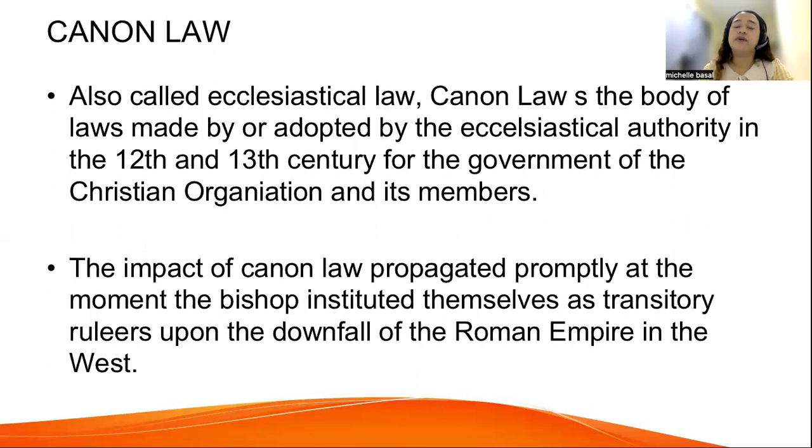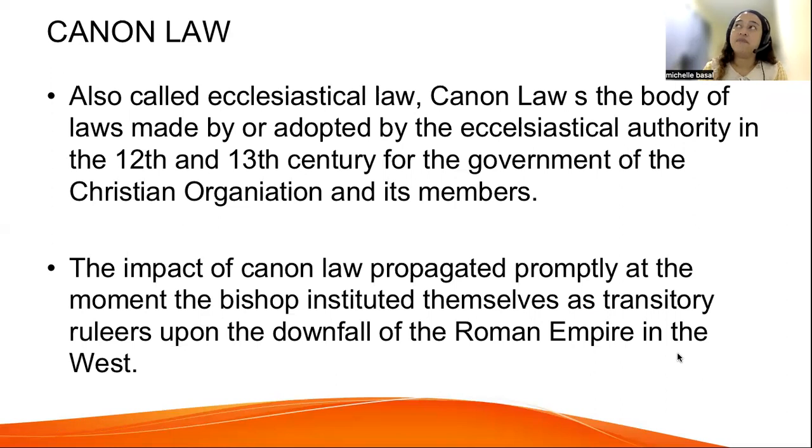And canon law, also called ecclesiastical law, this one is more related to religion. Canon laws are the body of laws made or adopted by the ecclesiastical authority in the 12th to 13th century for the government of the Christian organization and its members. So mostly it is based on the Catholic religion. The impact of canon law propagated promptly at the moment the bishops instituted themselves as transitory rulers upon the downfall of the Roman Empire in the West.